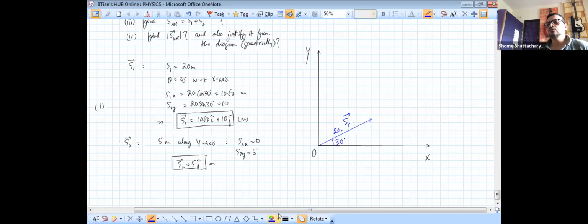And your second displacement S2 would be along the y-axis and of magnitude 5 units. That would be like this. You can draw it anywhere else also, it doesn't matter. The individual displacements you can draw like this and like this also, doesn't matter, as long as the values are correct. S1 is at 30 degrees to the x-axis and 20 meters. And S2 is along the y-axis and 5 meters.